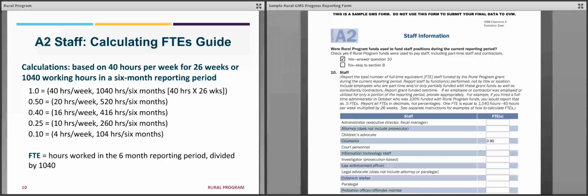This slide right here is a handy resource for you when thinking about how to calculate FTEs. Calculating FTEs can be rather confusing, so there are 2 ways to look at it. You can either take the total number of grant-funded hours that the person worked during the 6-month reporting period and divide that by 1,040. Or if the person consistently worked a certain number of grant-funded hours a week, you could take that number and divide that by 40. In the first way, you would divide by 1,040 because 1,040 is the number of full-time working hours in a 6-month reporting period.